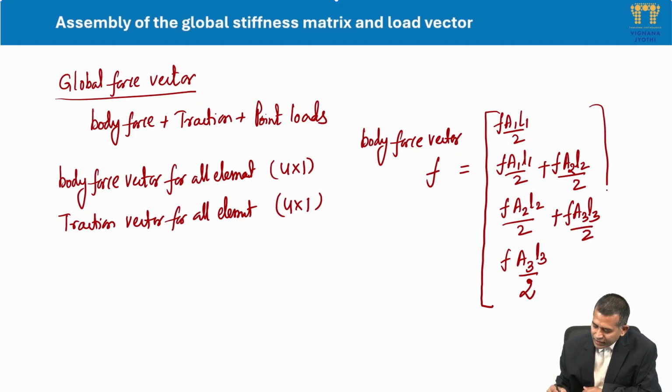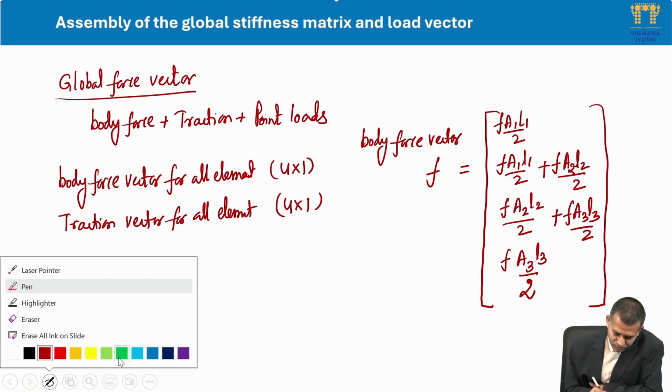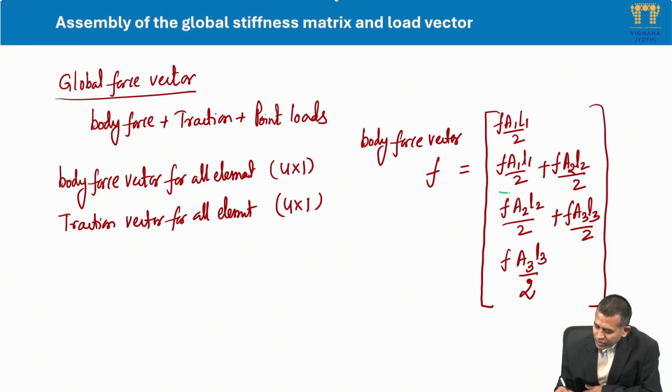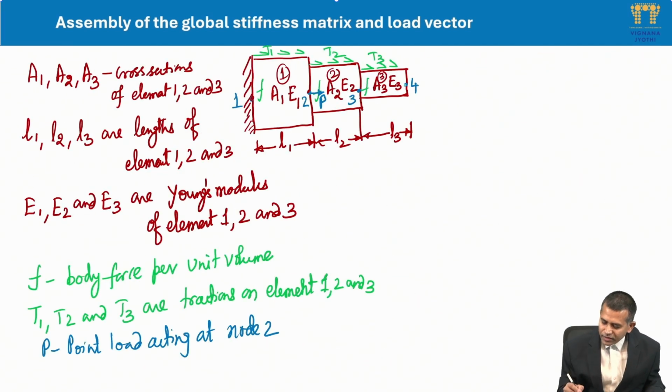That way you will get the entire body force vector. That means wherever you have the connectivity of nodes, we have the body force of the previous element, meaning element 1 as well as element 2, right? And again at the connectivity at node 3 we have element 2 as well as element 3. And if you observe, at node 4 we have only element 3, and similarly at node 1 we have only element 1.